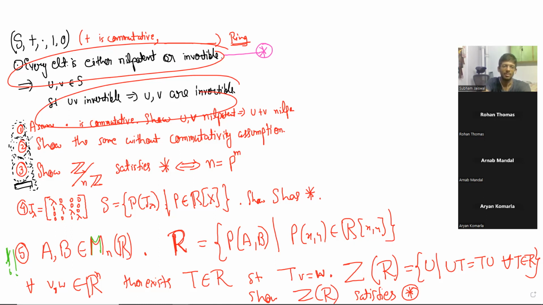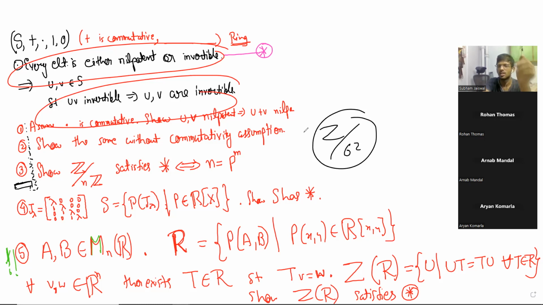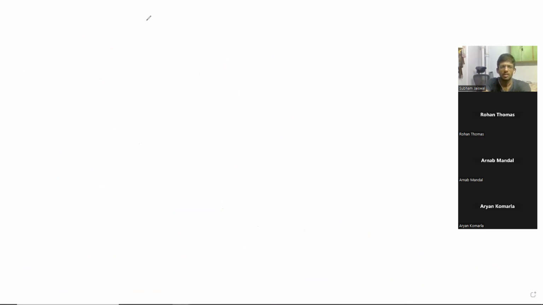No, you have to use the prime power condition, otherwise you'll get some counterexample, right? So if you take Z mod 6Z, and look at the element 2, it is not nilpotent and it is not invertible. So you will need to think. Do it peacefully later.